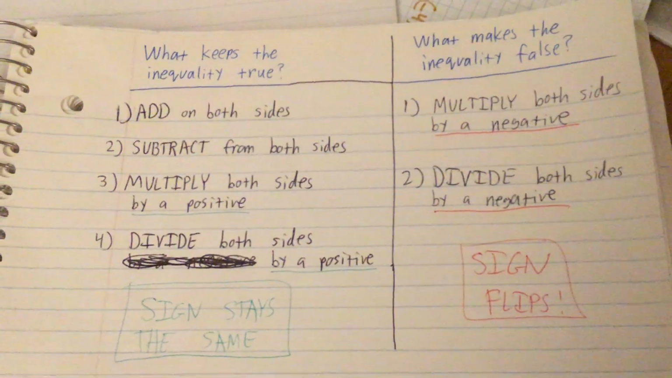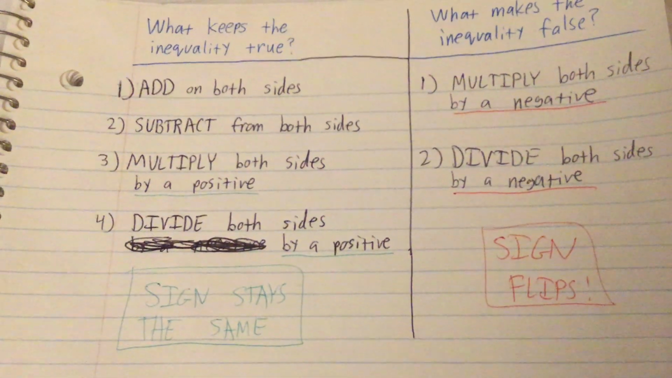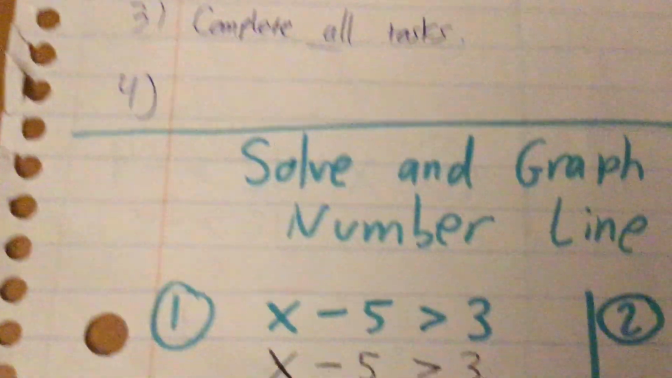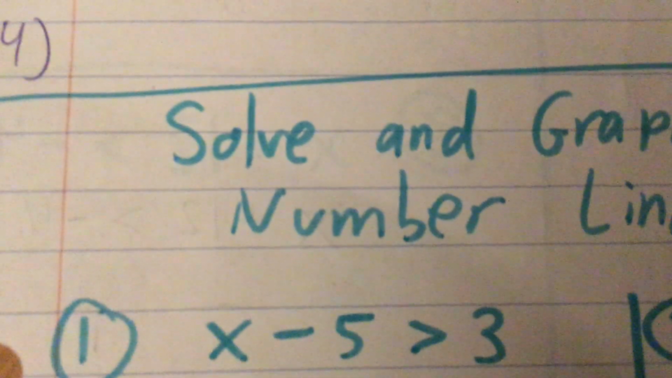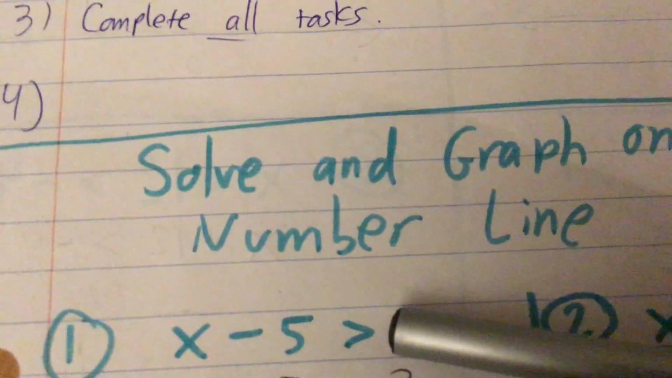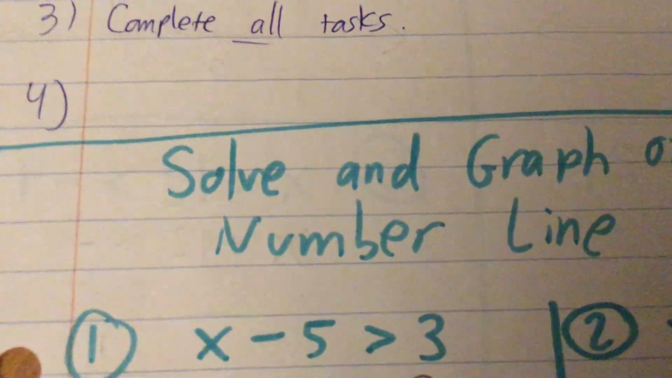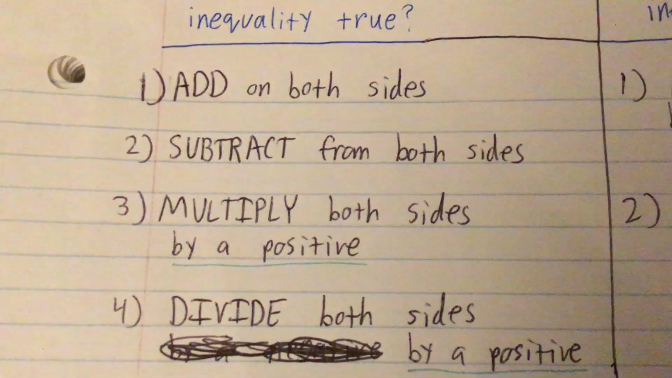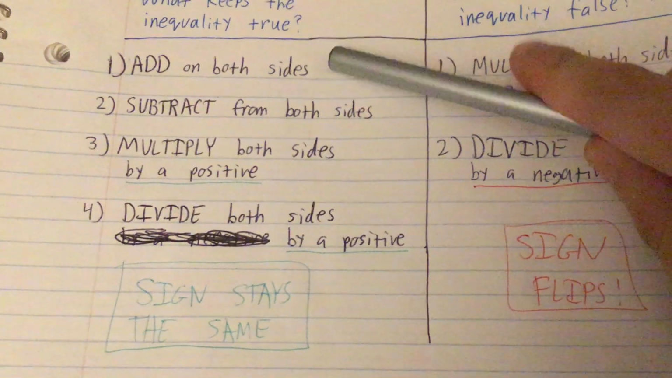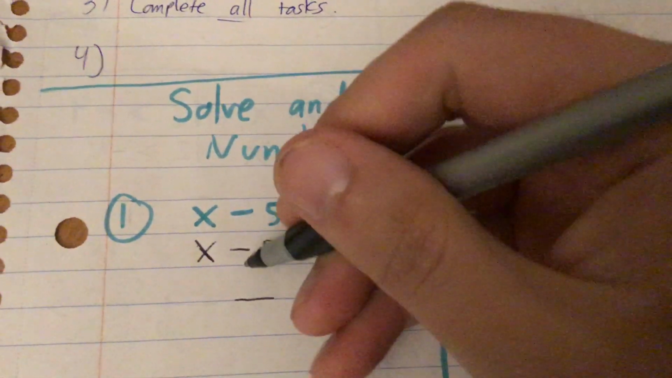So remember, the only thing that's different is we have this little table. Today's going to be an easy day. It's just going to be addition and subtraction. So let's take a look at this. If we have x minus 5 is greater than 3, remember that symbol means greater than 3, then we treat this like an equals problem, but we look at our table. If we need to add 5 on both sides, that means that the inequality is still true, so the sign will stay the same.